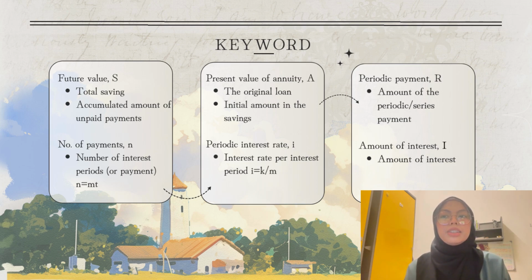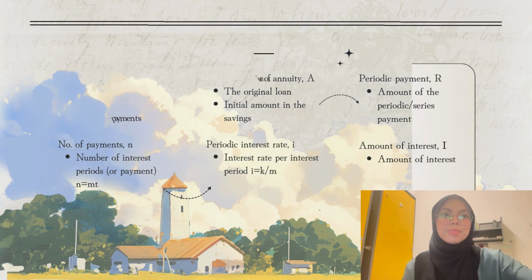Next is periodic interest rate, which is small i, interest rate per interest period. Next, periodic payment, which is capital R, amount of the periodic or series payment. And the last one is amount of interest, which is capital I, amount of the interest.